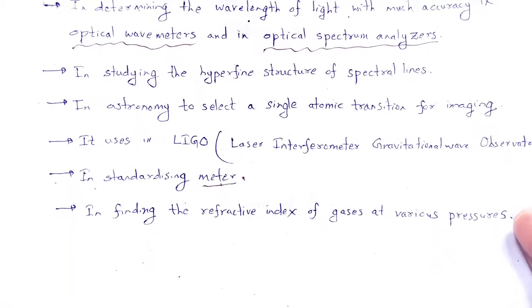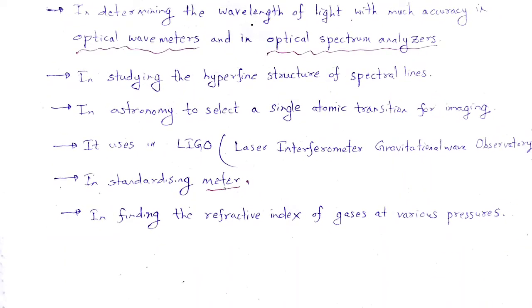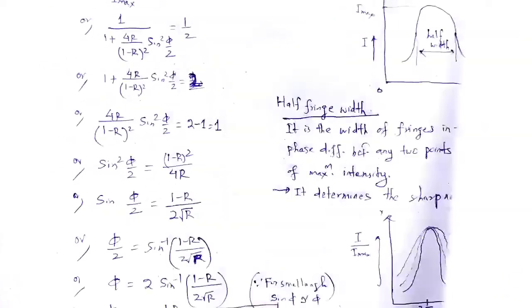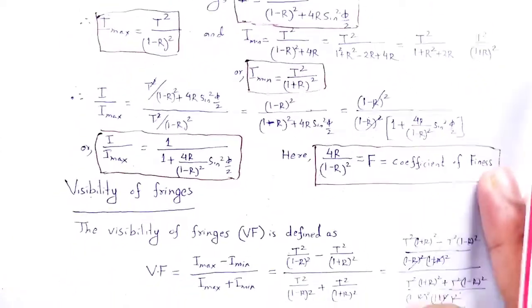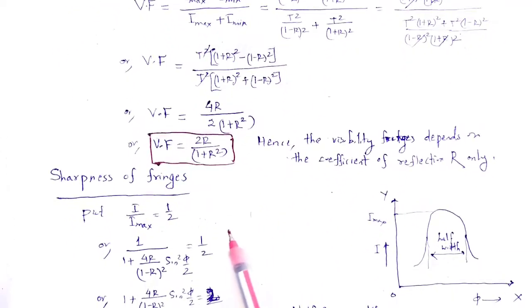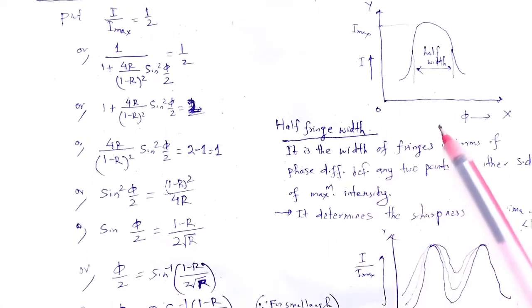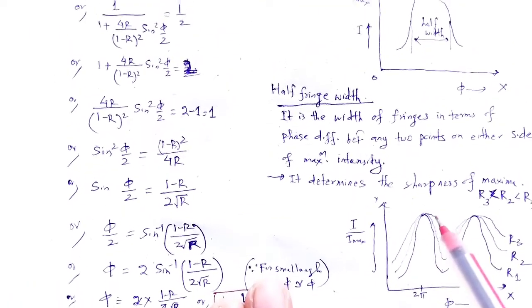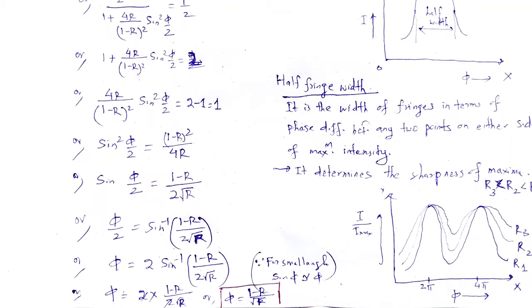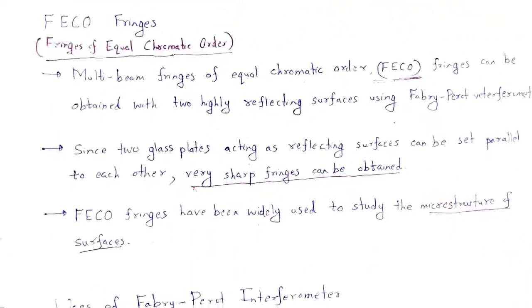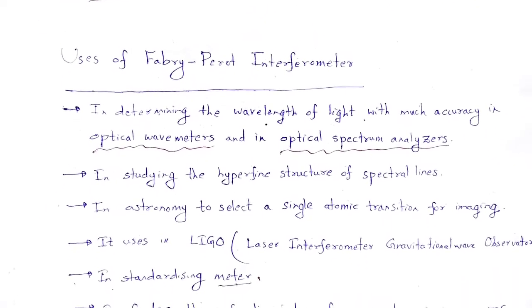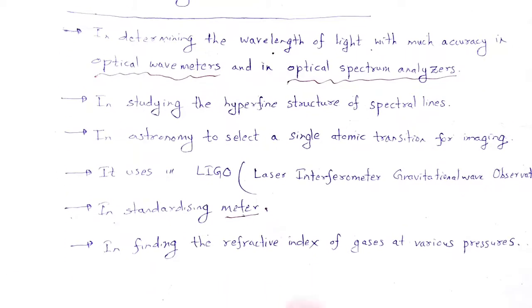So with the help of this video lecture, we understood some basic points, or technical terms, related to the Fabry-Perot interferometer and its uses: coefficient of finesse, visibility of fringes, sharpness of fringes, contrast, FECO fringes, and various uses of the Fabry-Perot interferometer.